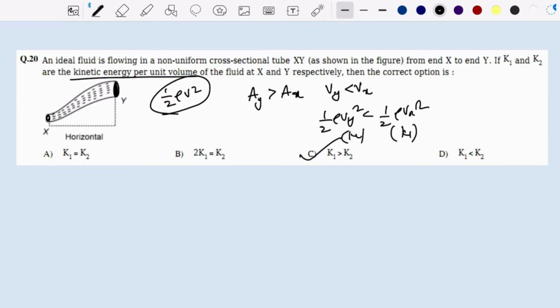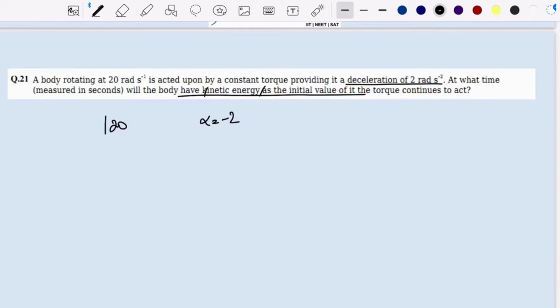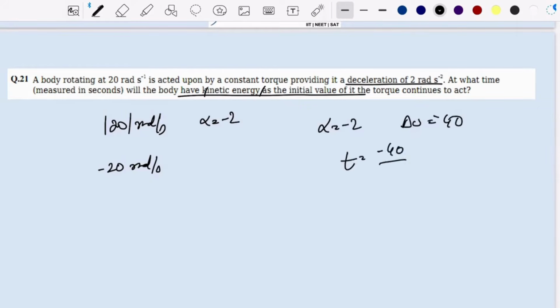Alright, a rotating body at 20 radians per second is acted upon by constant torque, which produces deceleration of 2. At what time will the body have kinetic energy as the initial value? So from 20 it is going to reduce with alpha equal to minus 2 till a point it becomes 0, then becomes negative. When will kinetic energy be same? When it has same mod of omega again, which means when the final value is minus 20 radians per second. So alpha is minus 2, delta omega will be minus 40. Time taken will be minus 40 by minus 2, which is 20 seconds.